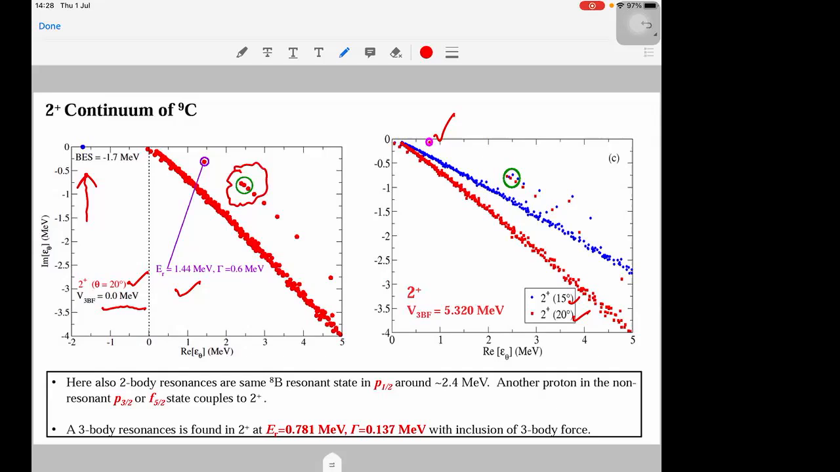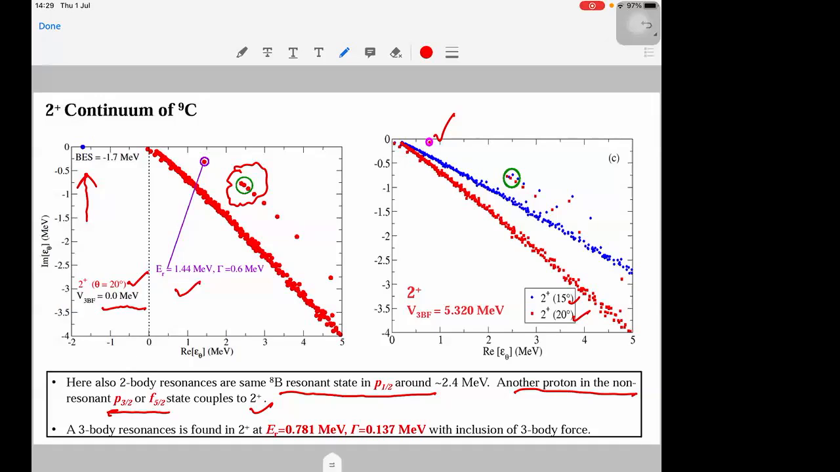But these two body resonances in 2+ continuum are the one proton sitting in resonant p half state, but another proton is now sitting in either non-resonant p3 half or non-resonant f5 half state to couple to 2+. Whereas in previous case, this non-resonant component was in p1 half state to couple to 0+.